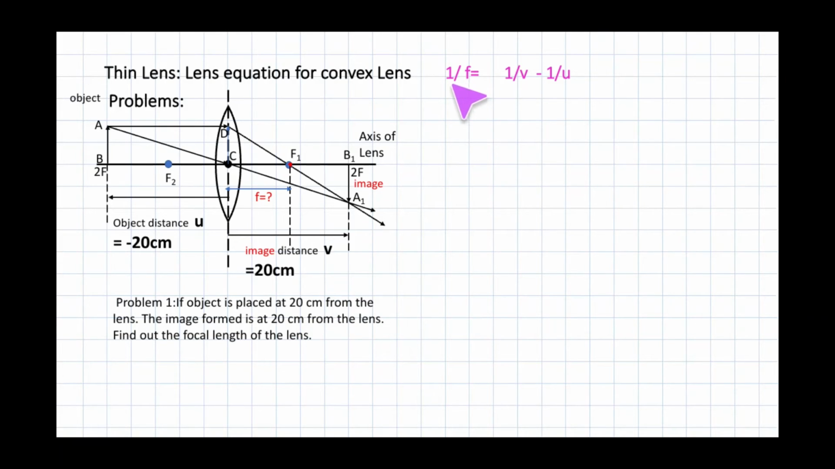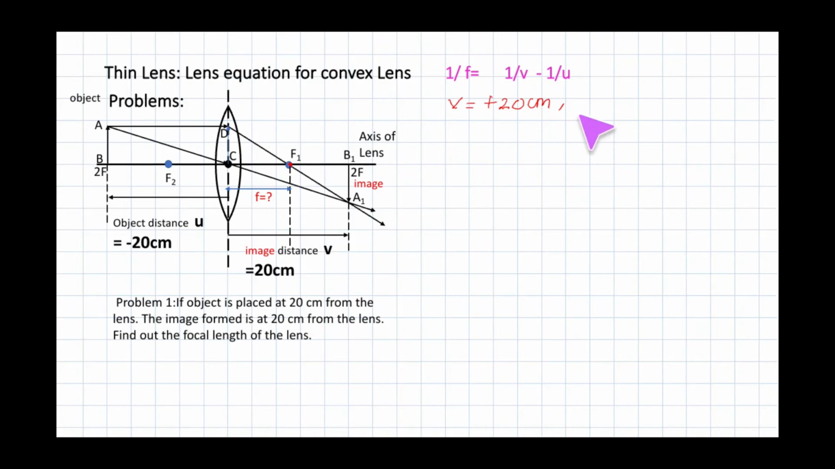So we know the relation 1 upon f is equal to 1 upon v minus 1 upon u. We know the value of u and value of v. So the first important thing that we must consider is that this is a convex lens and sign conventions should be considered. So v is positive 20 centimeter.